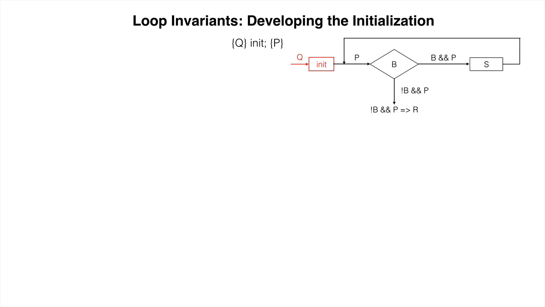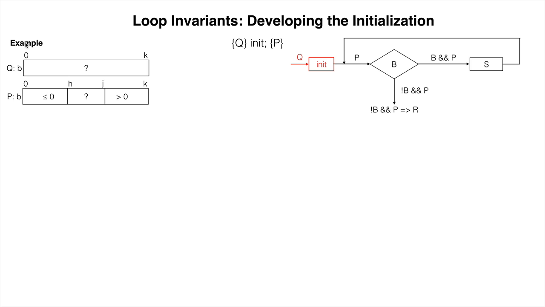Now we will practice checking the first loopy question using array diagrams. Remember that the goal of the initialization is to make the following Hoare triple true. The execution of the initialization, given Q, terminates with P true. Consider the precondition Q and invariant P of our first example, shown here.